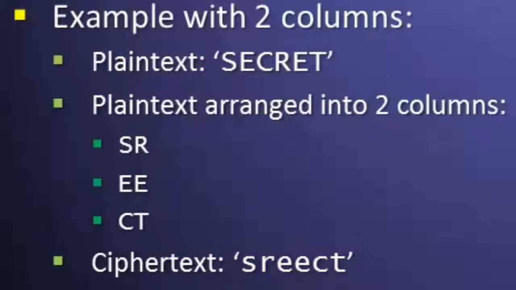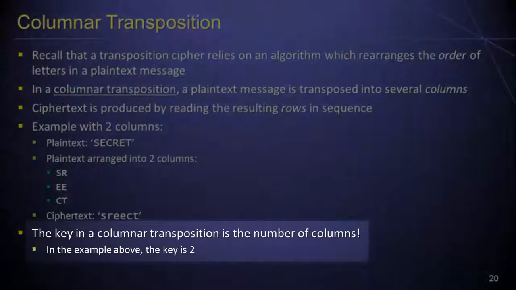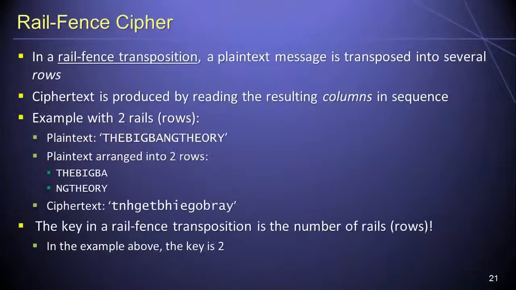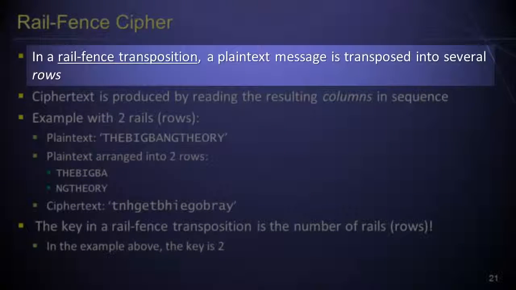Note that the key in a columnar transposition is the number of columns. In the example discussed above, the key would be 2. A rail fence transposition cipher is very similar to a columnar transposition cipher, with the major difference being that in a rail fence transposition cipher, a plain text message is transposed into several rows rather than being transposed into several columns, as with a columnar transposition cipher.